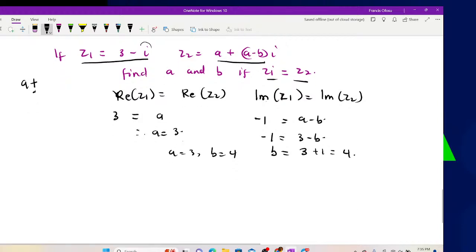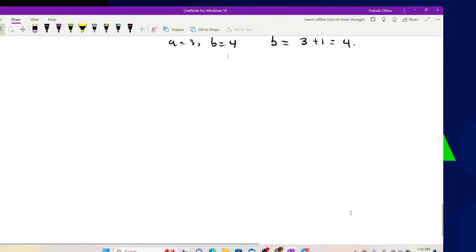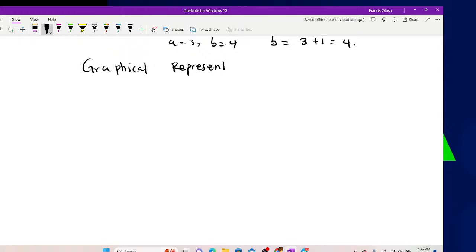Let's quickly move to graphical representation of complex numbers.